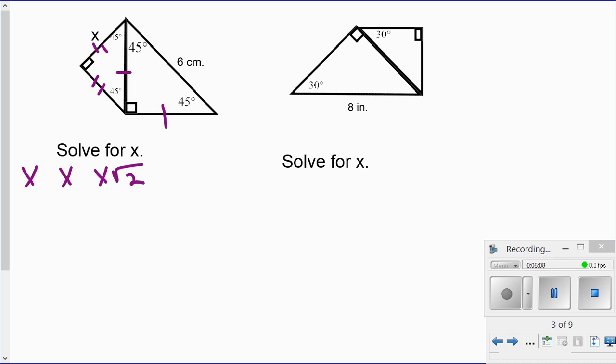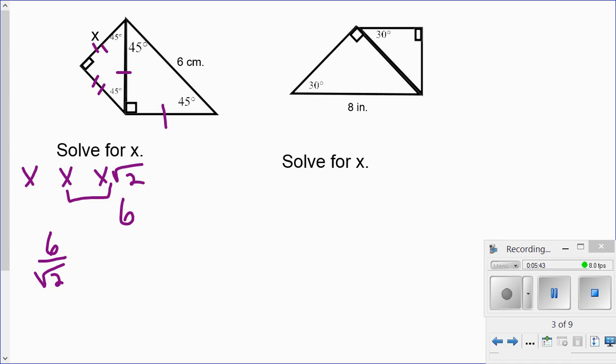So if I have the 90, if I have the hypotenuse in this triangle, I know that the length of the hypotenuse is 6. So if I'm going backwards from the 90 to one of the legs, I have to divide by the square root of 2. So that means I'm going to take 6 and I'm going to divide it by the square root of 2 to get the leg lengths.